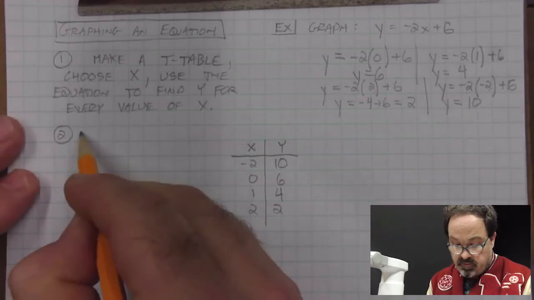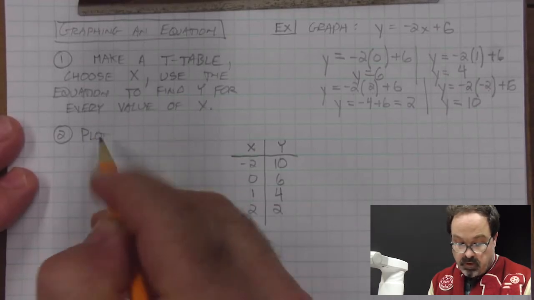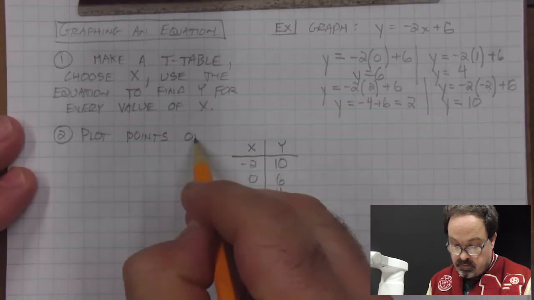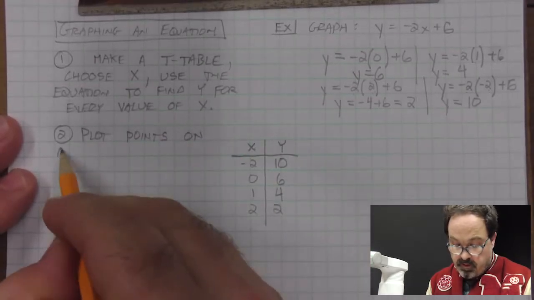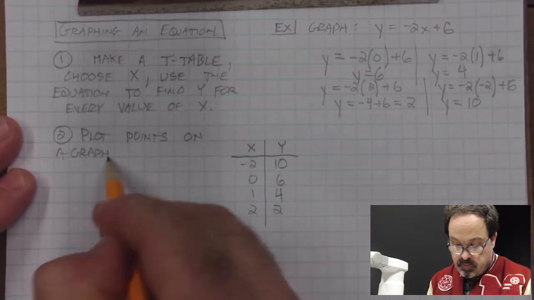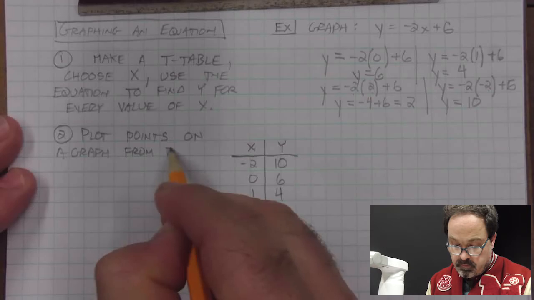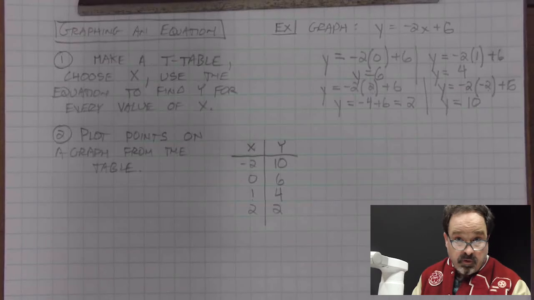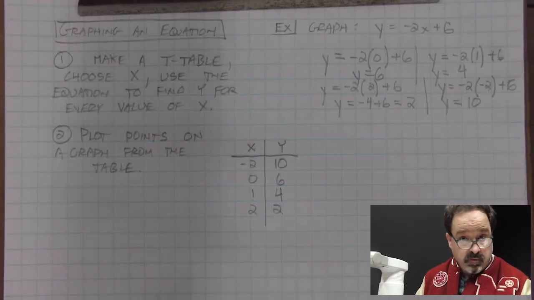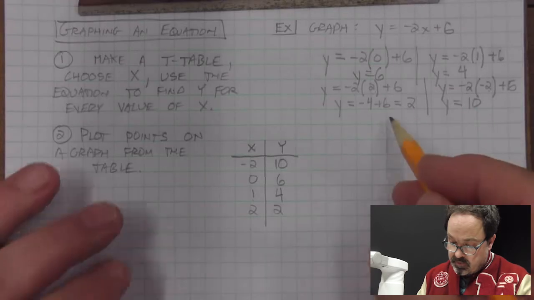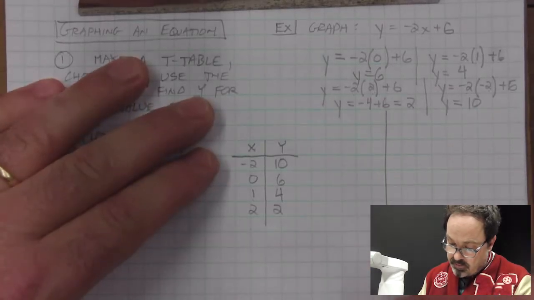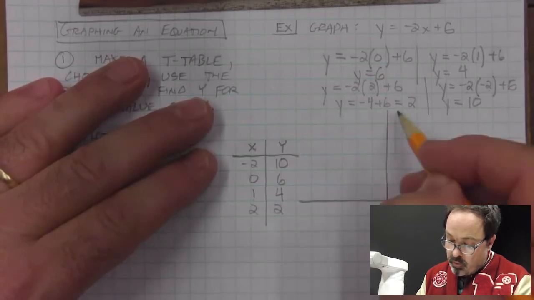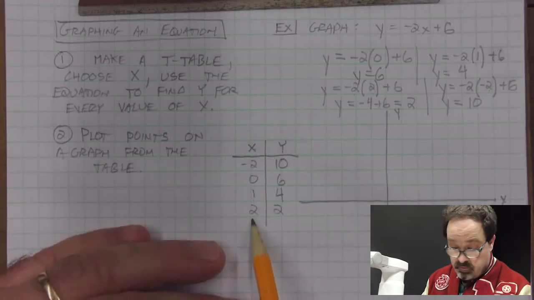Step number 2 will be the step now to plot points on a graph from the table. The t-table was a way to organize points to graph. And now graphing is fairly simple now that I have the points that I'm going to graph. These points are ordered pairs. They are x, y values.